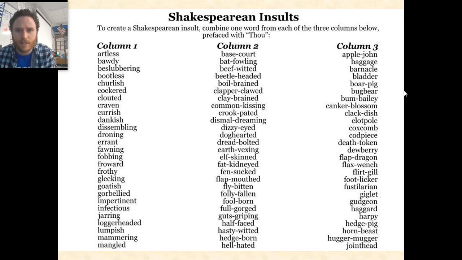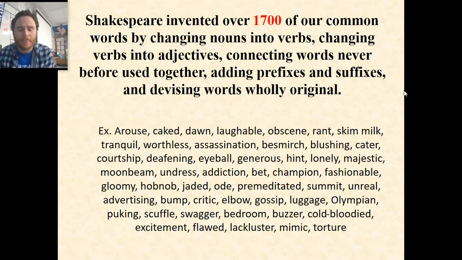Shakespeare was super creative to try to get the high and the low classes entertained by the intellectual ideas hiding in the subtext of his plays. He invented over 1,700 of our common words, and I'm sure you've had an English teacher before share some of these with you. They're pretty funny.